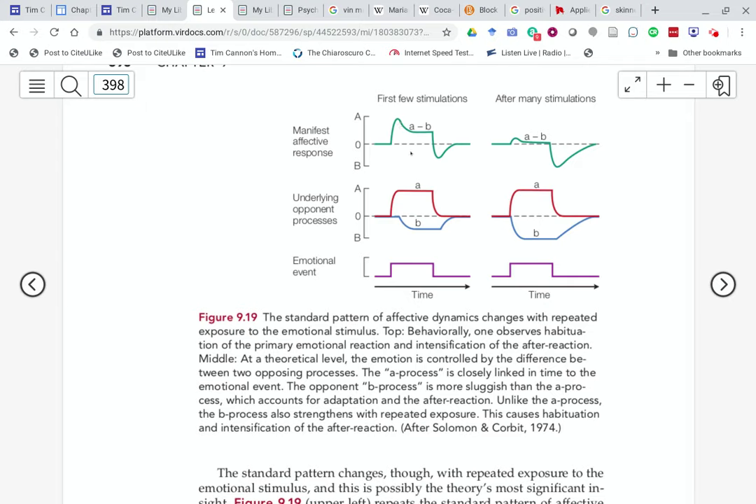But your B function kicks in and subtracts from the A function. Notice nothing is changing in the A function. The A function doesn't notice the B function, but you are the summation of A and B, so you notice it, but you're still well above baseline. And then the stimulus goes off. And now you probably do notice this dip because the A turns off quickly, the B function is still turned on, and you get the dip below baseline. So that's the first few stimulations.